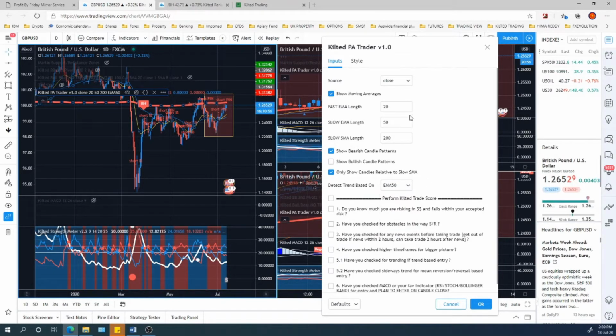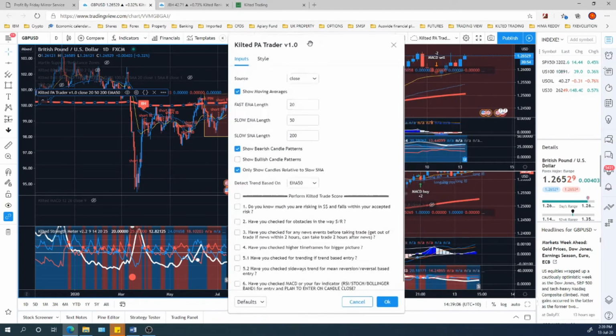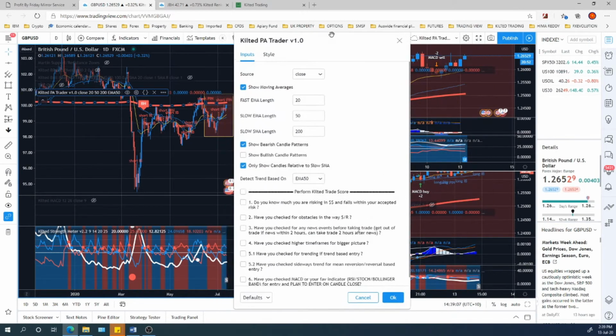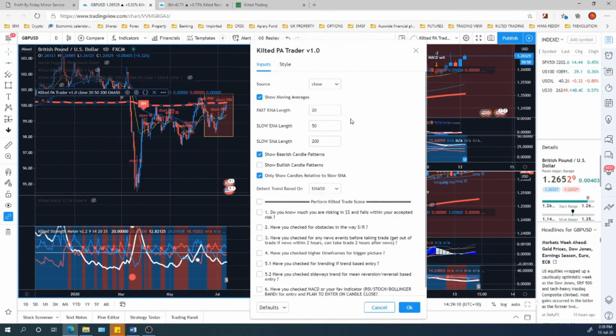But the one I want to show you guys was basically one of those light bulb moments the other day. I've always used a scoring system before I take a trade, and most of it's in my head. There are some systems that I trade where I like to have a bit of a checklist, and I thought to myself, well, why not have a checklist as part of the actual indicator itself?